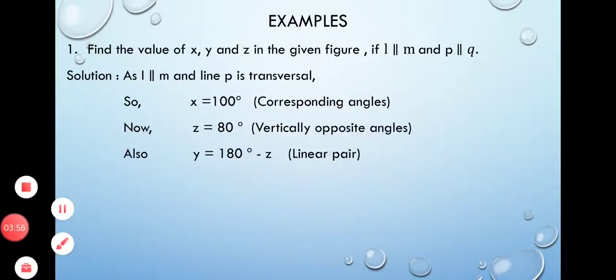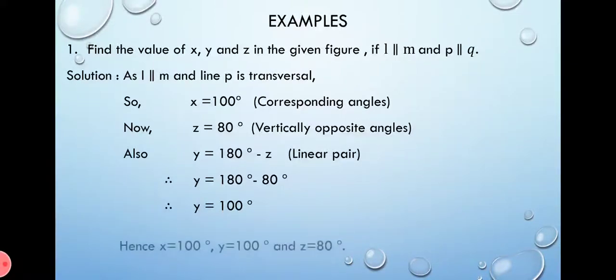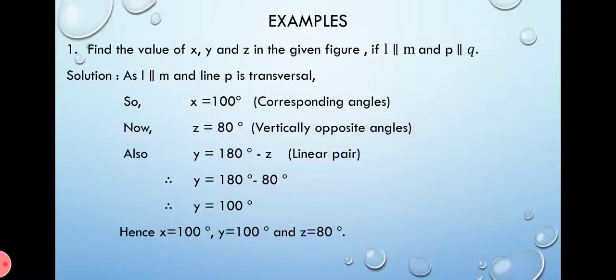Solving further, we get Y equal to 180 degree minus 80 degree. Therefore, Y equal to 100 degree. Hence, the value of X will be 100 degree, value of Y equal to 100 degree and value of Z equal to 80 degree.